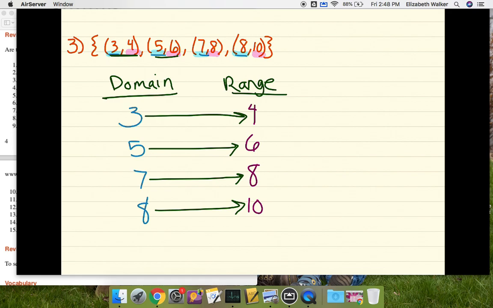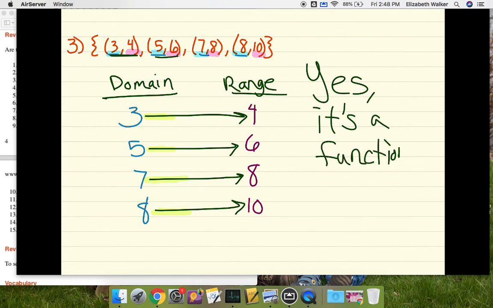Notice I only ever have one arrow stemming from each of these domain values. I don't have multiple arrows like I did in the last one. Because all my domain values only connect to one value in the range, we can say yes, it's a function. Meaning this set of ordered pairs, or this graphic representation of those numbers, is representing a function.